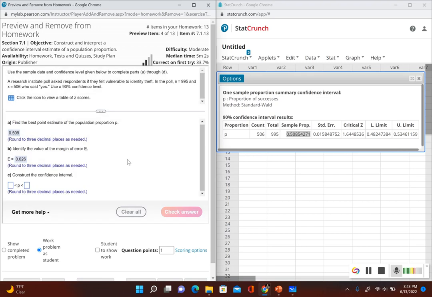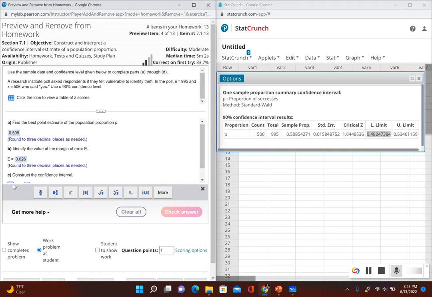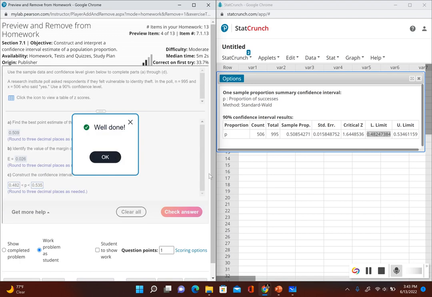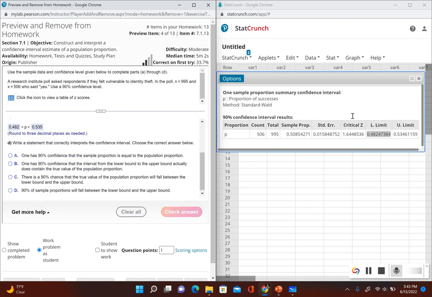Okay, now it's asking for the confidence interval. Here, so let's put our lower limit first. So I have 0.482, and then I have 0.535. So once again, this is our lower limit, and then this is our upper limit.